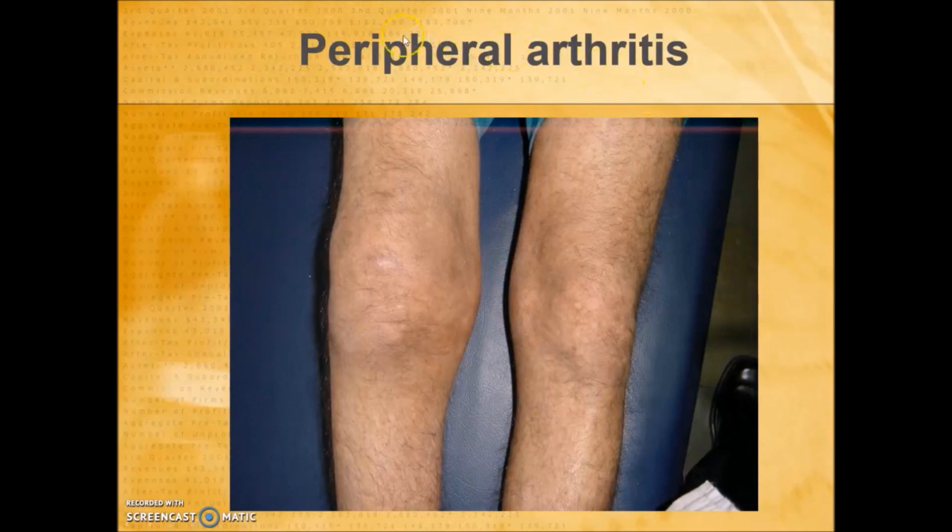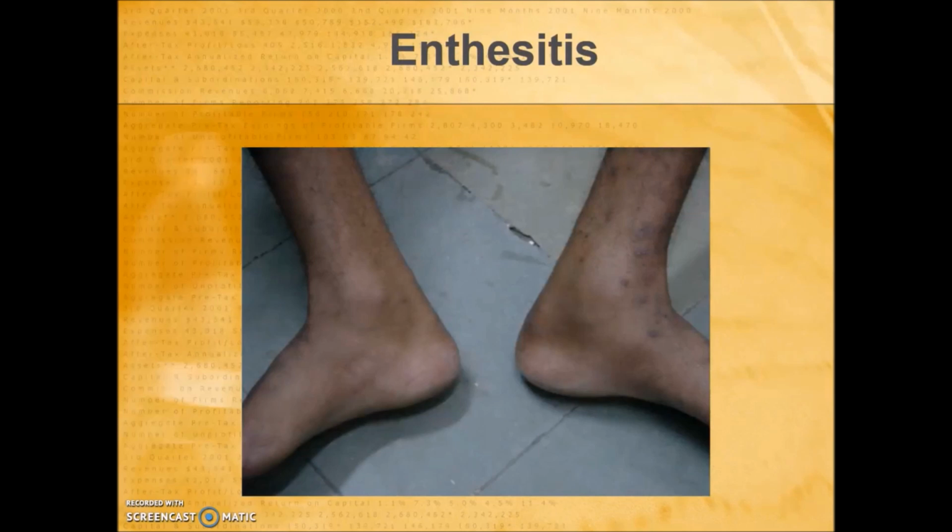Secondly, peripheral arthritis. Peripheral arthritis would mean inflammation involving the knee, ankle, foot, hand or elbow. As you can see, clearly inflamed knee. If you develop any of these swellings involving any of these joints, you should be seeing your rheumatologist as soon as possible. This is related to ankylosing spondylitis.